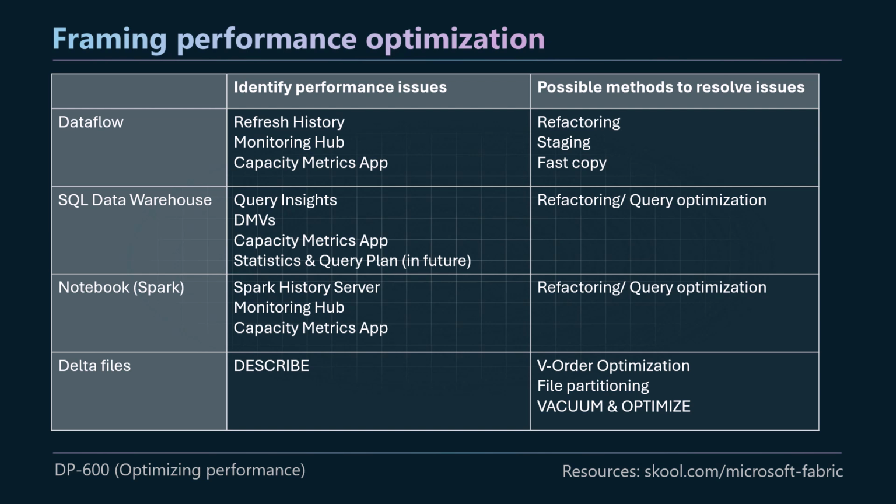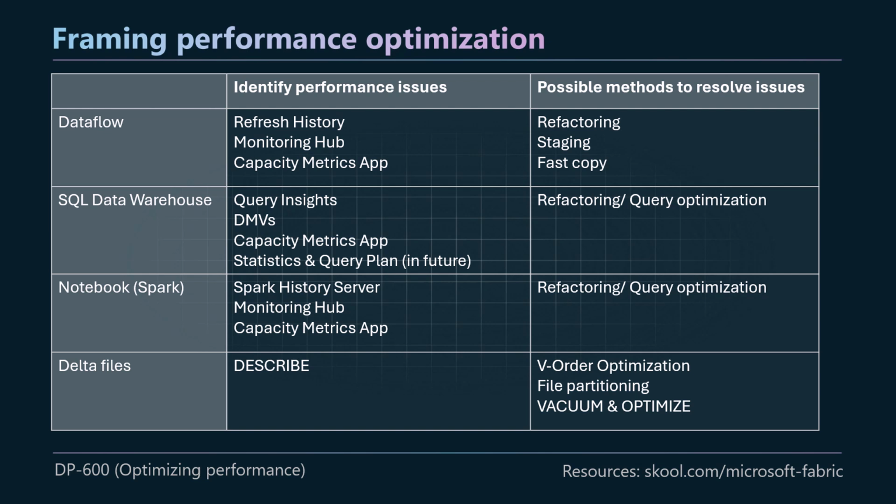It's kind of like a two-step process. First, we need to know how to identify performance issues in each of these tools. And then we need to think about how we can possibly resolve these issues after we identify them. And you'll notice for each of the Fabric items, how we identify performance issues is going to be a little bit different, right? So for the data flow, we're going to be looking at the refresh history and the monitoring hub and the capacity metrics app.